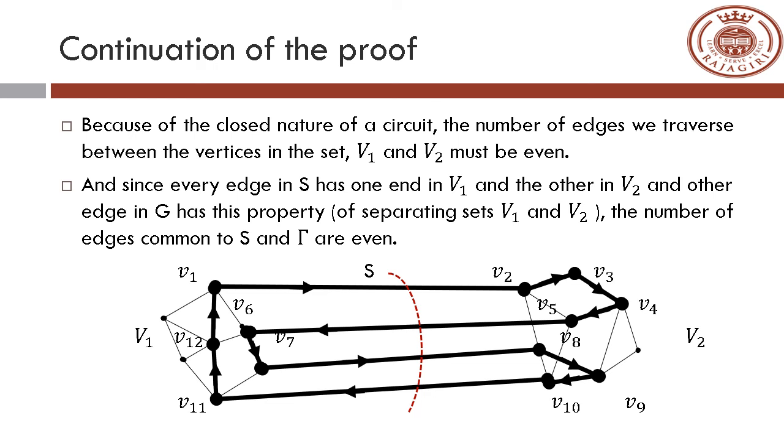As we already explained, the number of edges we traverse between V1 and V2 is even because we traverse back and forth between the vertex sets of the components V1 and V2. And since every edge in S has one end in V1 and the other end in V2, and other edges in G do not have this property of separating the sets V1 and V2, the number of edges common to S and gamma should be even. And hence we prove the theorem.